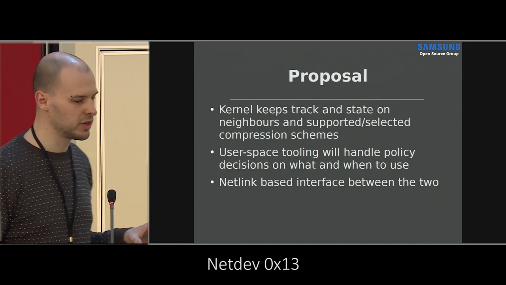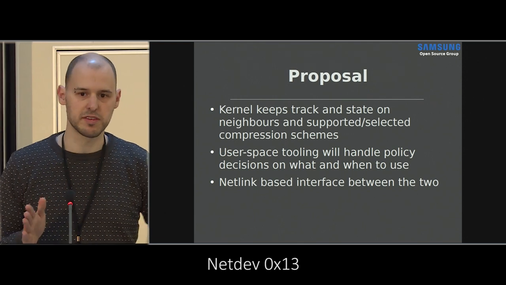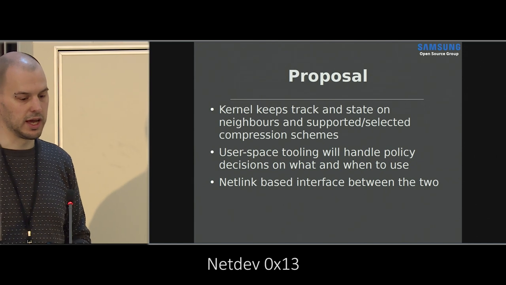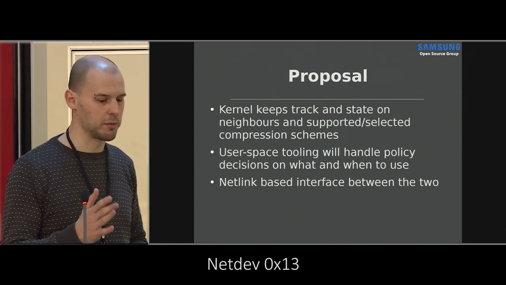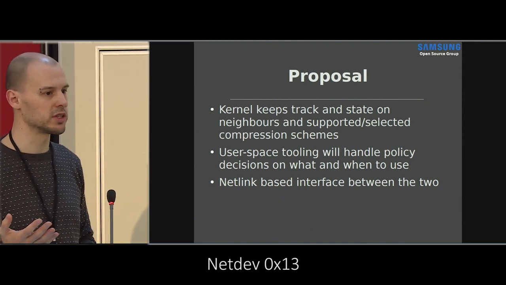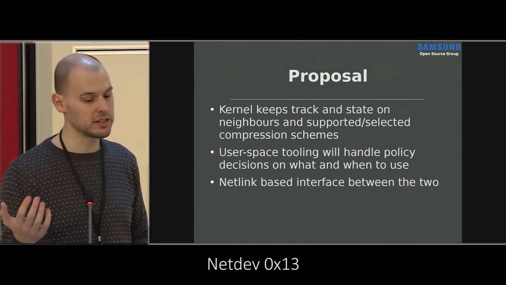So my proposal is really simple for now. I want to have a split where the kernel keeps track of the state of the neighbors and has a data structure that indicates what kind of header compressions are supported and which are selected from user space.